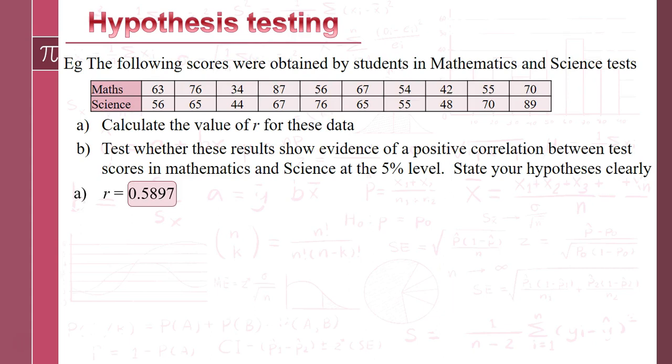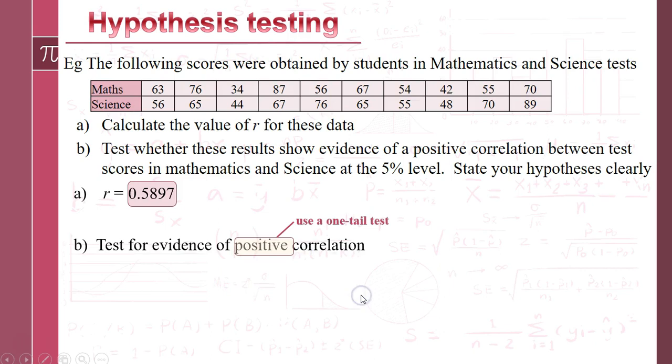So what we're going to do now is set up a hypothesis test based on that. Our hypothesis test is looking at whether or not results show evidence of positive correlation. So we're testing for evidence of positive correlation, and since we're specifically looking at positive correlation, we are looking at a one-tailed test. So let's set this up. H0: rho equals 0, or H1: we've got a positive correlation, rho is greater than 0.